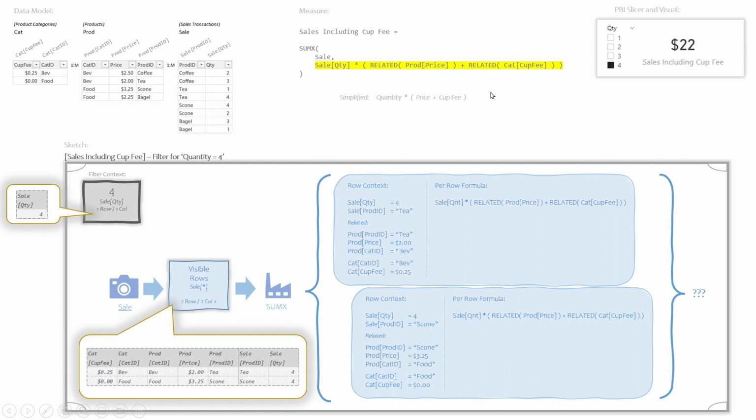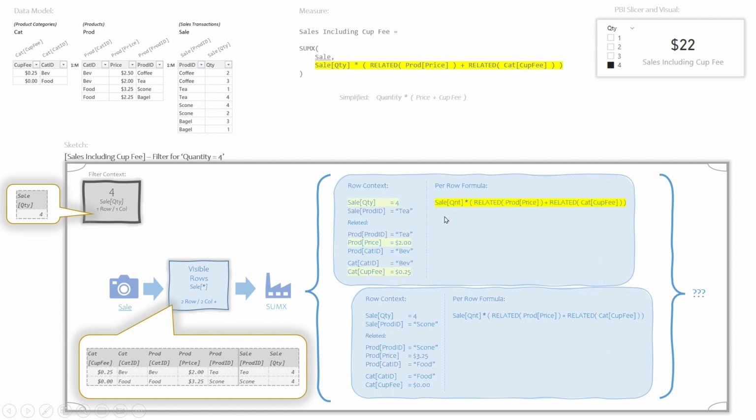So what I want to do now is think about not both these rows, but just evaluating the per row formula in this top row context up here. We'll come back to the other one in a second. If we run this per row formula in this row context, what are we going to get? If we look at the per row formula, there are several references to values in the current row context, and by several, I mean 3. There's a reference to the sale quantity, which equals 4, a reference to the product price, which equals $2, and a reference to the category cup fee, which is 25 cents.